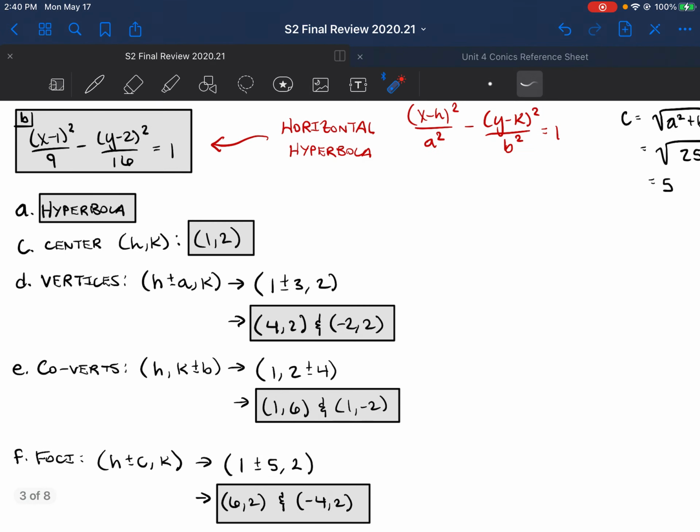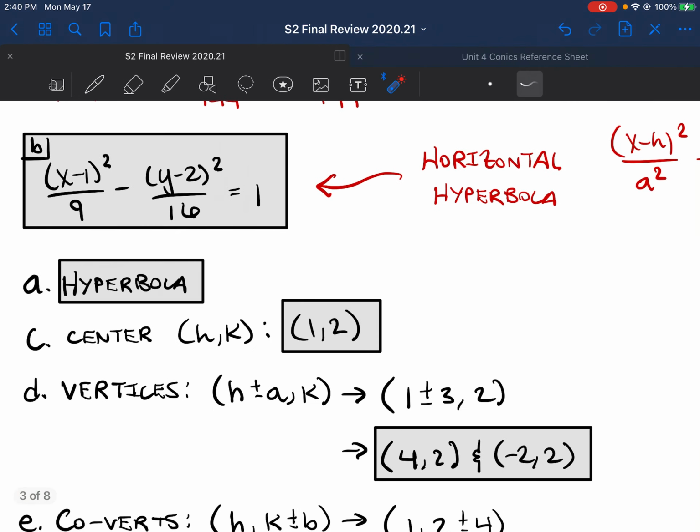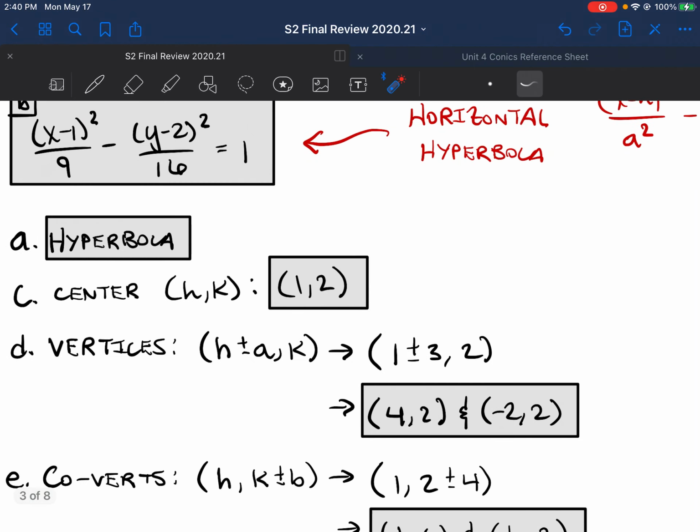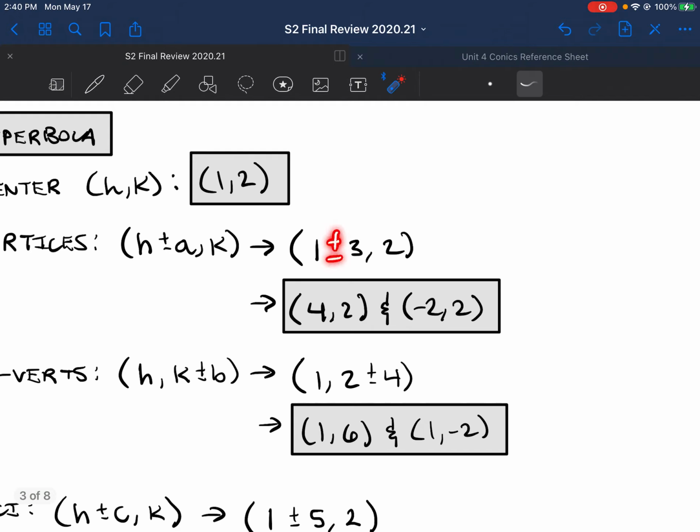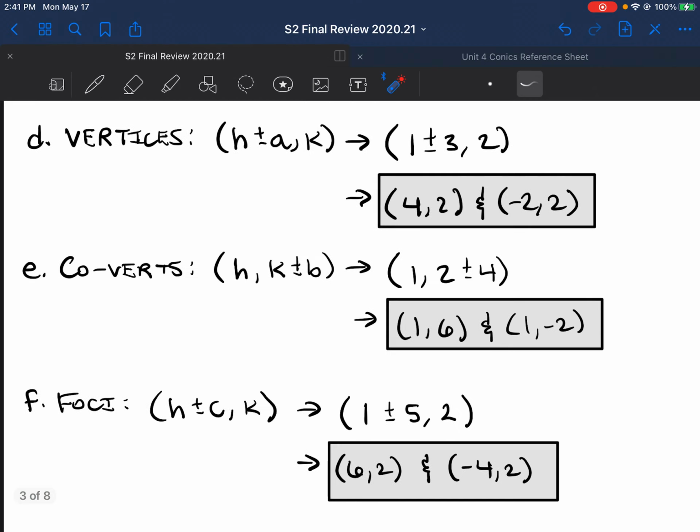So center h comma k, we can see it right here. Remember, we changed the signs. The center will be 1, comma 2. The vertices, if we follow the formula sheet for a horizontal hyperbola, is h plus or minus a comma k. Well, h is 1, a is 3, k is 2, so 1 plus or minus 3 comma 2. Remember, the plus or minus symbol means that you have two of them. So 1 plus 3 is 4, then comma 2. And then 1 minus 3 is the negative 2 comma 2.